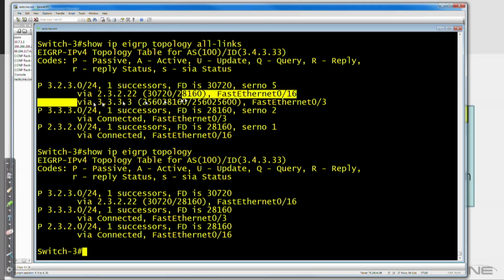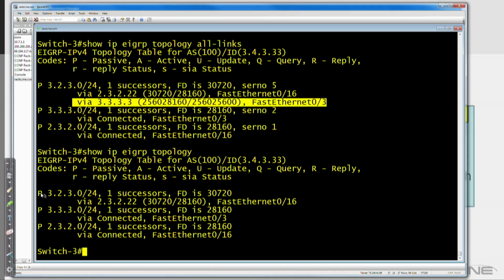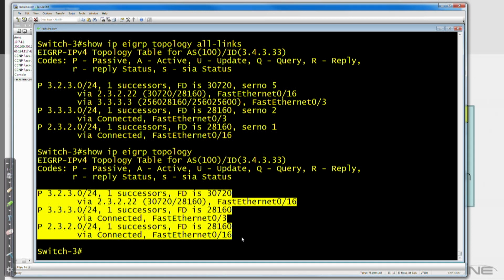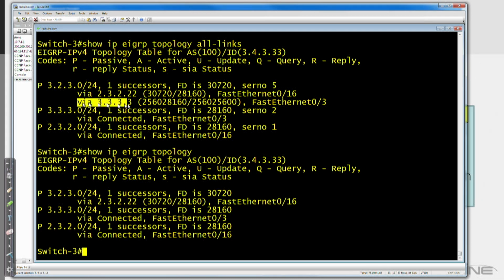Why don't I see this guy? Because when you type the command show IP EIGRP topology, it will only show you your successors and your feasible successors. Now you might be thinking, wait a second, Keith, isn't this guy a feasible successor? No, he's not, because he did not meet the feasibility condition. Look what he did. When this guy advertised 3.2.3, he said my reported distance is this horrible number, 256 million and something or other.